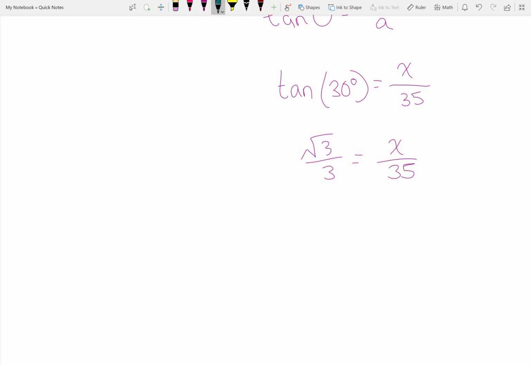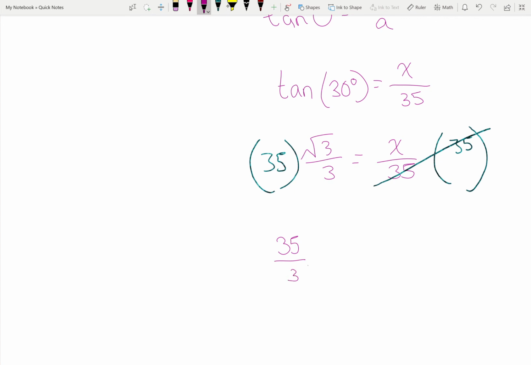How do I solve for x? I multiply both sides by 35. When I multiply both sides by 35, these guys cancel out. So that's my answer right there. And that's some number that I can't calculate in my head. I'm sorry. All right, guys.